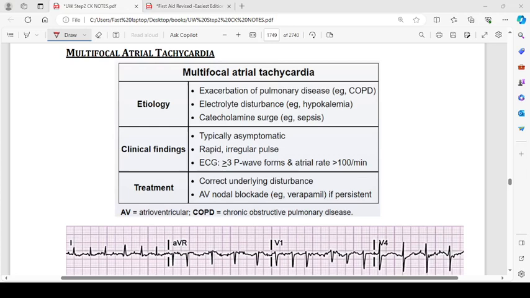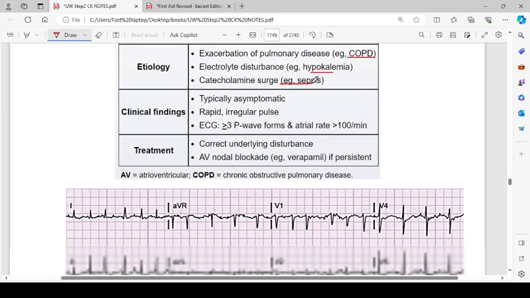Now we are going to start with multifocal atrial tachycardia. The name indicates there are multiple foci, and those multiple foci are creating impulses other than the SA node, and that is creating the tachycardia. Etiology: it is exacerbation of pulmonary disease like COPD, electrolyte disturbance like hypokalemia, and catecholamine surge, for example, in sepsis.